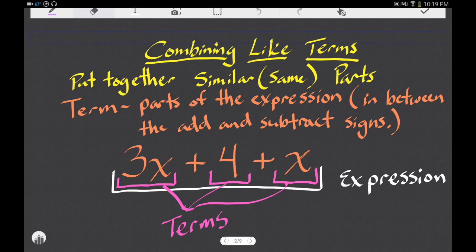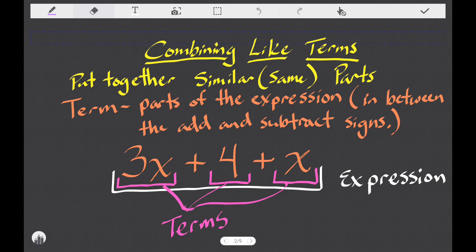Okay, now we're going to talk about combining like terms, and that again is something that sounds scary. It's really not. We're going to combine things that are the same. In a term, just so we want to review that, each one of these numbers with a variable, or each just number by itself, anything split up by adding and subtracting, we call those terms.